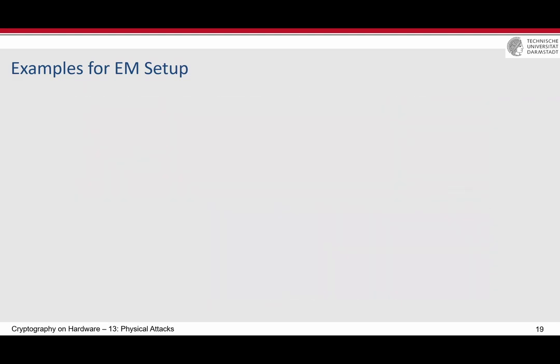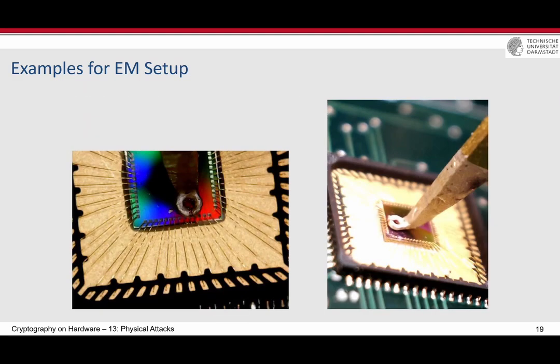Or you can have a super tiny localized EM probe at the top of the chip, and this chip is super tiny. This is roughly 3 millimeter by 3 millimeter, and the diameter of this probe is 150 micrometer. This is super small, super tiny. You cannot control it by hand. Definitely you need some devices to control this. But this is localized. You can exactly get the EM radiation of one particular part of the chip.